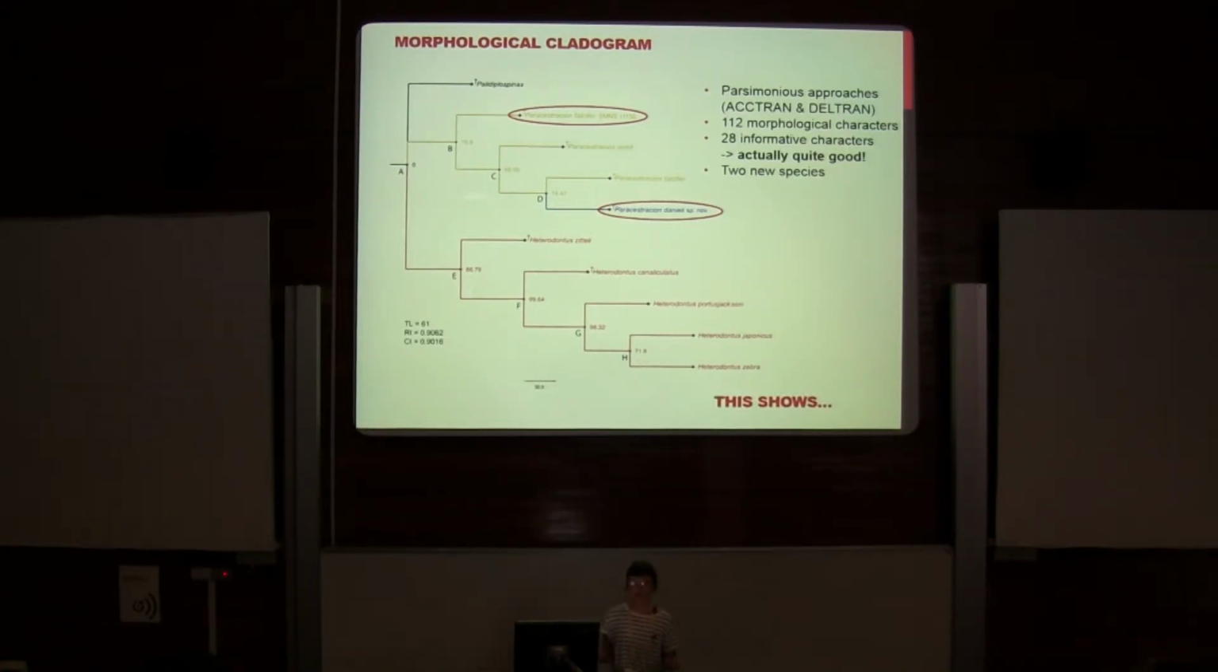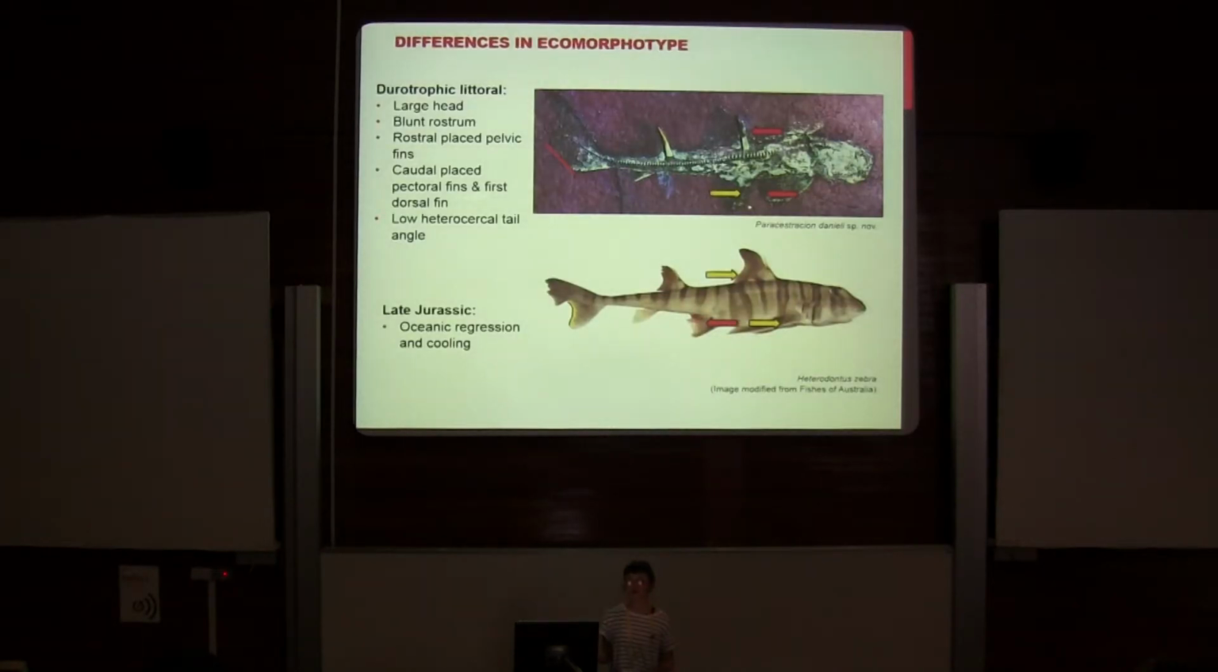Ultimately, the interesting part of this cladogram shows that there were differences in the ecomorphotype between Heterodontus and Paracestracion. The ecomorphotype of durophagous littoral is defined as having a large head, a blunt rostrum, a rostrally placed pelvic girdle and pelvic fins, and caudally placed pectoral fins and first dorsal fin. Combined, these allow durophagous sharks to perform a punting locomotion off of the substrate. This ecomorphotype is also defined by a low heterocercal tail angle. All of these you can see in the above image of Paracestracion.